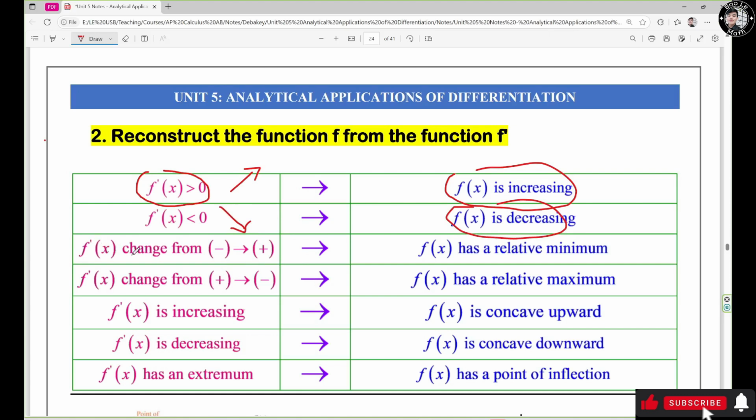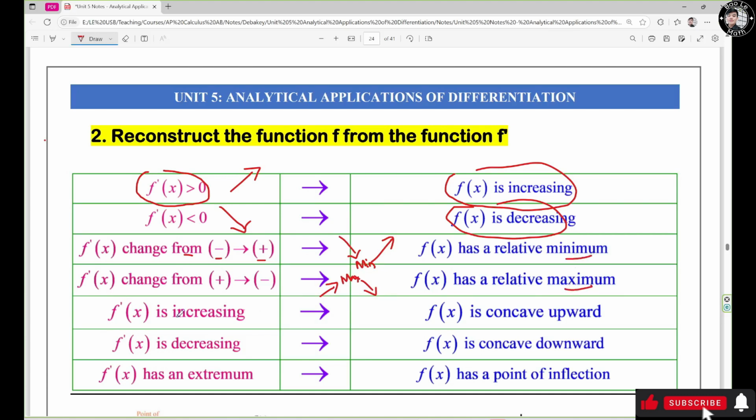Now, if f prime of s changes from negative to positive, negative meaning going down and positive going up, right here you have the relative minimum. If f prime of s changes from positive to negative, which means going up and then going down, you have the relative maximum right here.